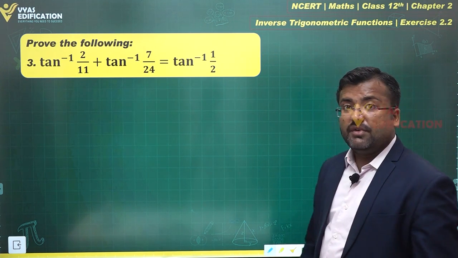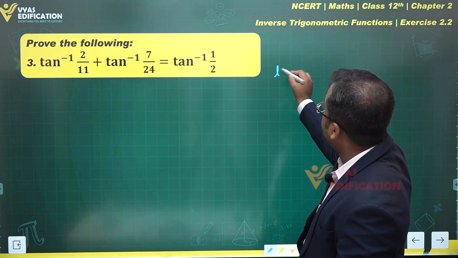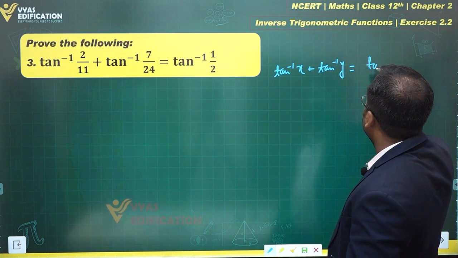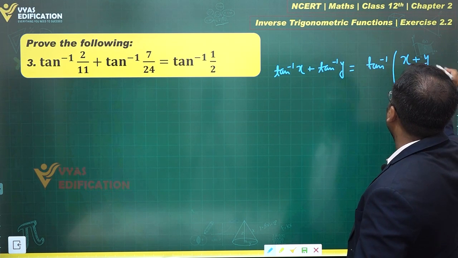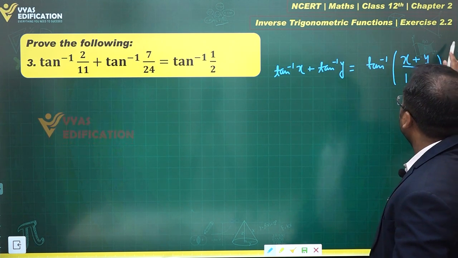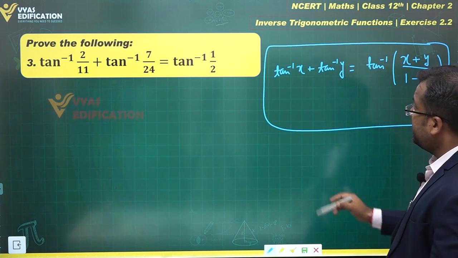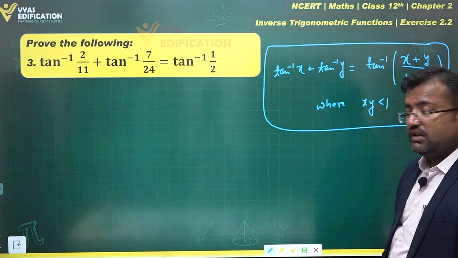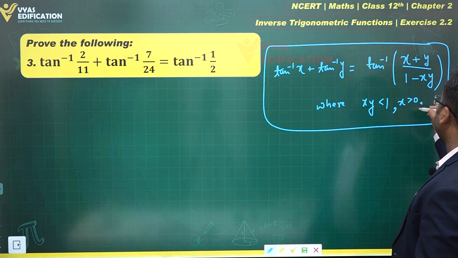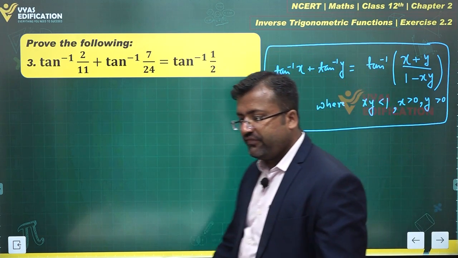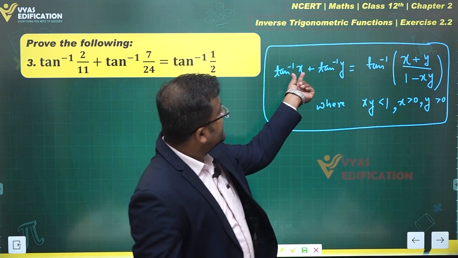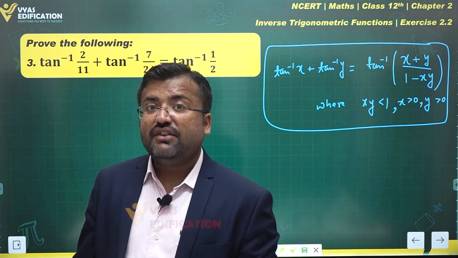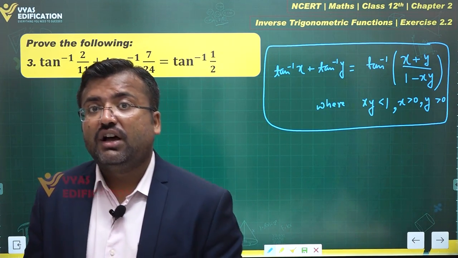So you should remember a formula related to tan inverse. Tan inverse x plus tan inverse y is equal to a single tan inverse of x plus y over 1 minus xy. But not only this, you should remember a special condition related to xy. The product xy is less than 1. X should be greater than 0, y should be greater than 0. If x is greater than 0, y greater than 0 and the product xy is less than 1, then only this formula holds. Otherwise, you will have a different version, a different formula.